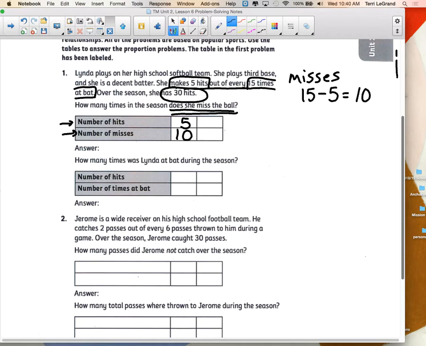Okay, now we need to find another ratio because remember, proportion is a ratio set equal to another ratio. So, number of hits, do we have some information about some more hits? Do we have any more information about some more hits? I think we do. She got 30 of them, didn't she? Over the season? Over the season, she got 30 hits.